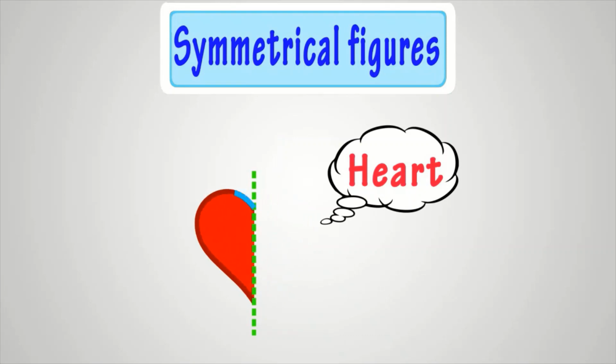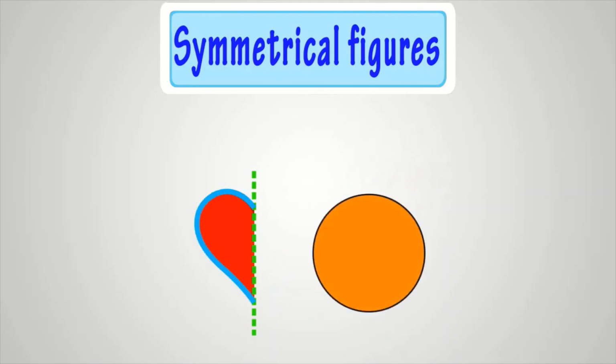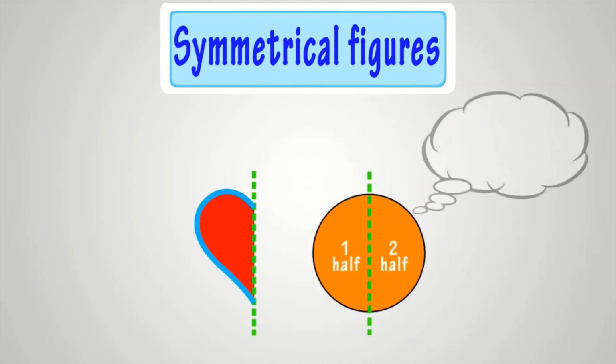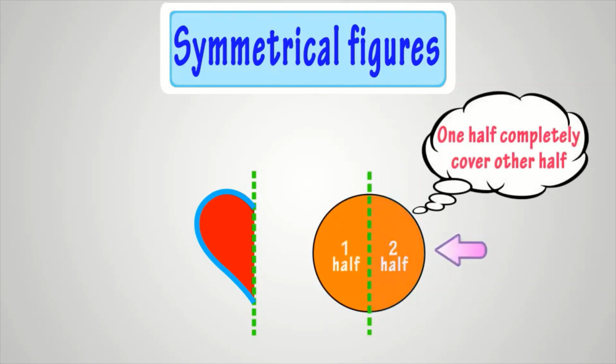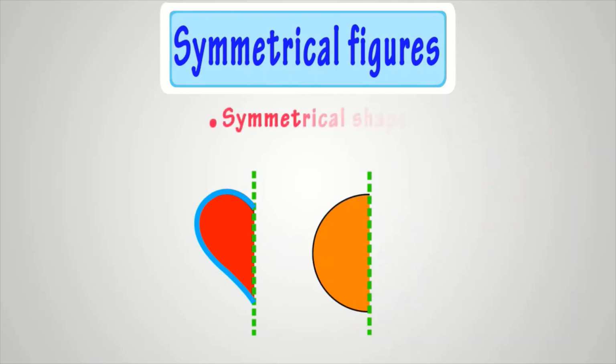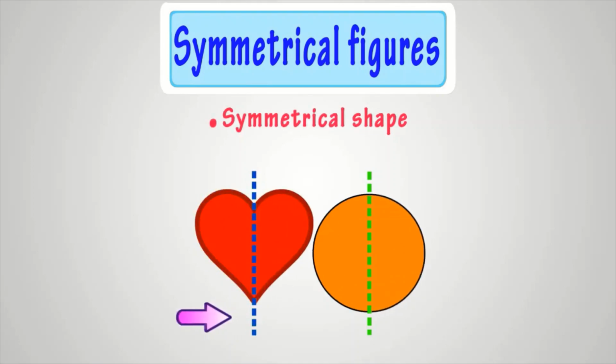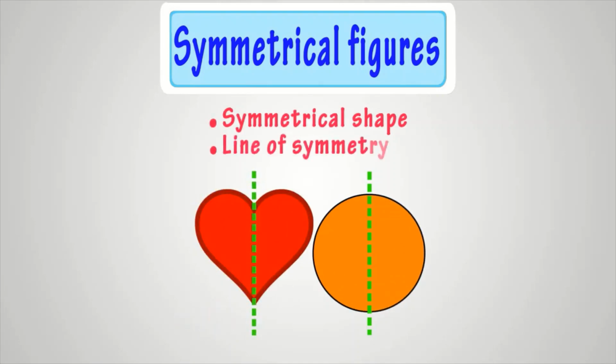Yes, it completely covers the other half. And when you can fold a shape in half and one half exactly covers the other half, we can say that the shape is symmetrical. And the fold line is the line of symmetry. So this shape is a symmetrical shape. And this line of fold that divides the shape into two similar halves is the line of symmetry.